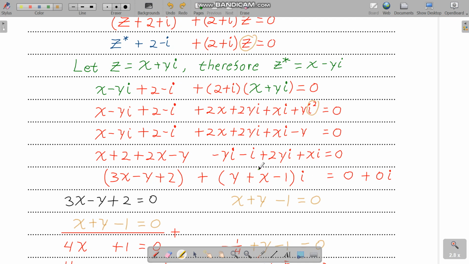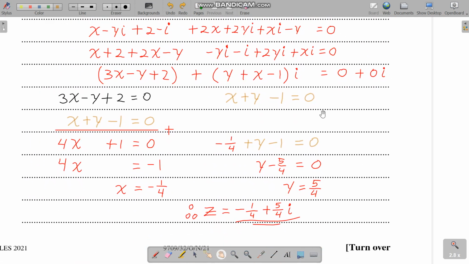Okay, we factor out the I. Now on the right, because it's just 0, let's say it is 0 plus 0I. Now we equate the imaginary and the real part. So for the real part we have this equals 0, and for the imaginary part we have this equals 0. And now we can just rewrite this equation, and we can eliminate by adding, so things cancel out. So we have 4x plus 1 equals 0.